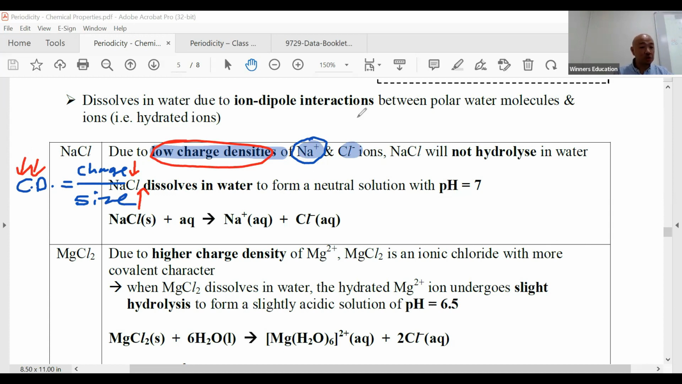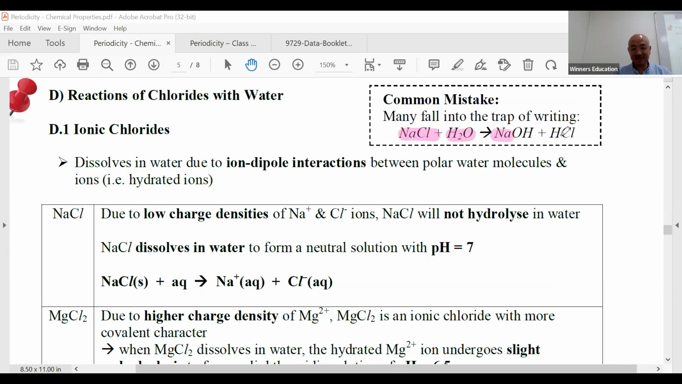Because of its low charge density, this salt, sodium chloride, will therefore not hydrolyze in water. They only dissolve in water to form a neutral solution of pH equal to 7. The equation that you want is this equation. Some people make this kind of mistake, writing some weird acid-base reaction occurring here, some weird reaction mechanism. Once again, sodium chloride doesn't do this. They only dissolve in water to form pH 7.